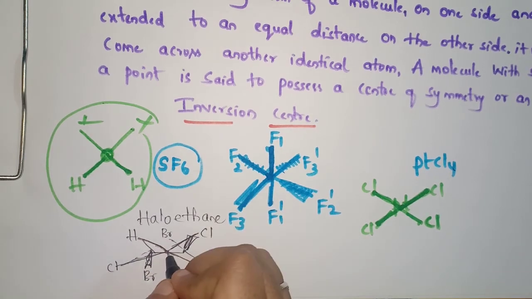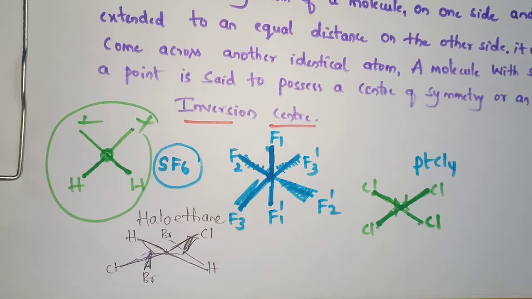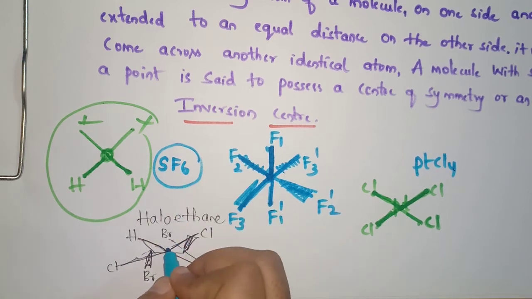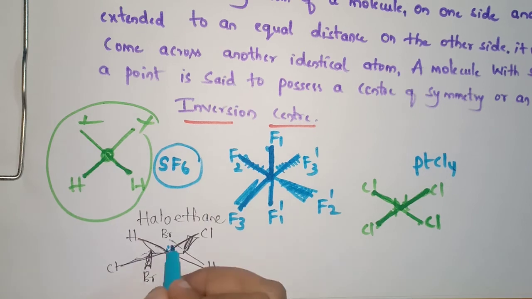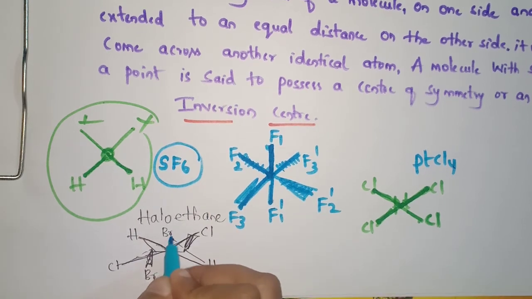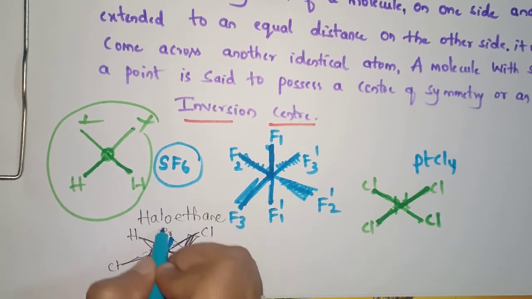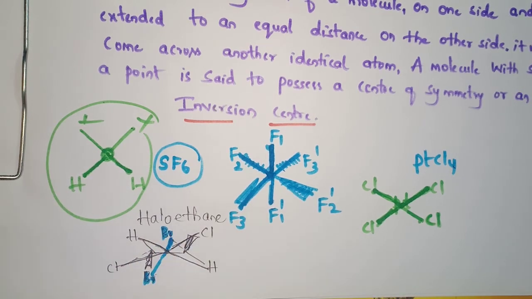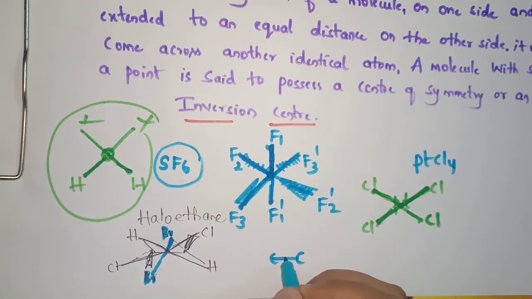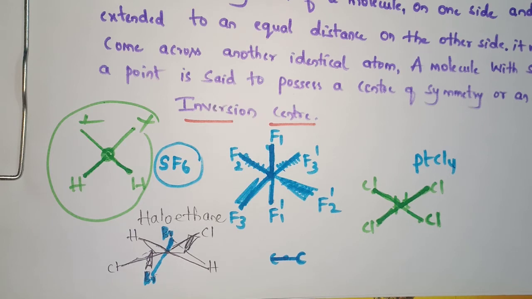And here also you can see, here we are extending this line like this, and in the opposite direction we are dragging this line, we are meeting its twin, that is Br, and it is also Br. And in this, see here, here is a C and here is a C. C is a point in a molecule and we are extending it like this. In the opposite direction we are dragging, we will get a C, its identical twin.